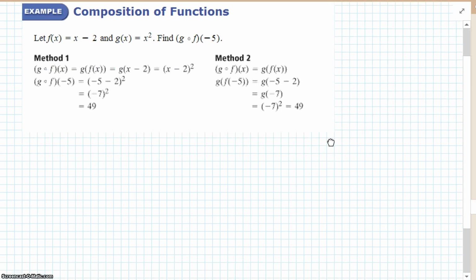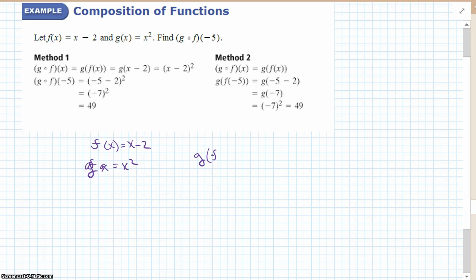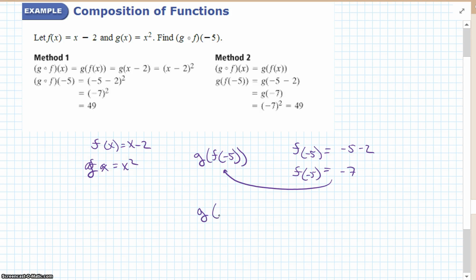So let's see. For composite functions, let f of x be x minus 2, and g of x equal x squared. So find the g of the f of negative 5. So the f of negative 5 is negative 5 minus 2, which would be negative 7. So we plug negative 7 into that. So now I get the g of negative 7, which is going to be negative 7 squared, which is going to be 49.